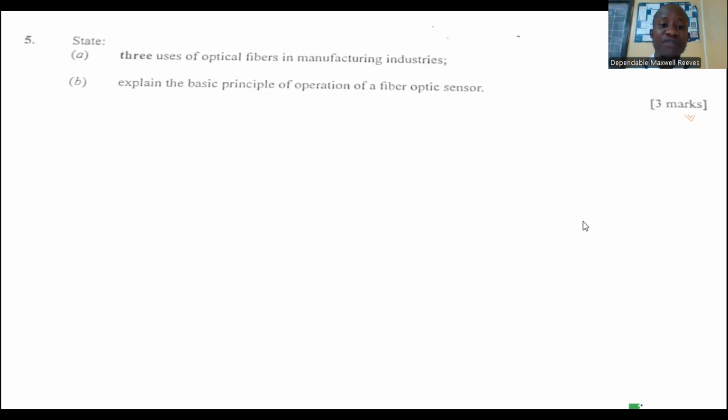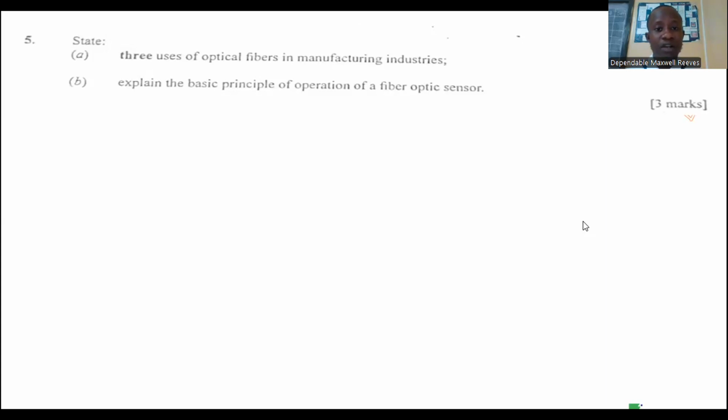cladding. Apart from being used in manufacturing industries, optical fibers have other basic uses in the medical field and also in telecommunications. In the medical field, dentists usually use optical fibers to view down the throat of the patient. And we have a medical instrument called the endoscope. The endoscope uses optical fibers to view internal organs of the human body.